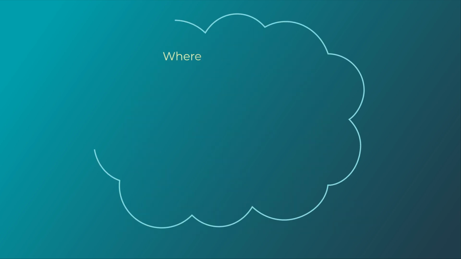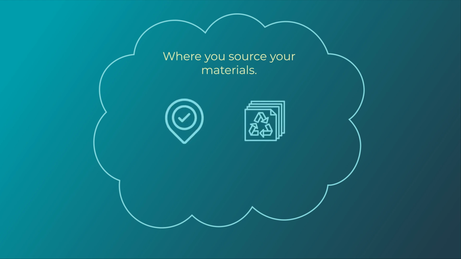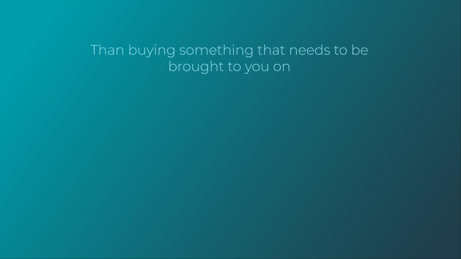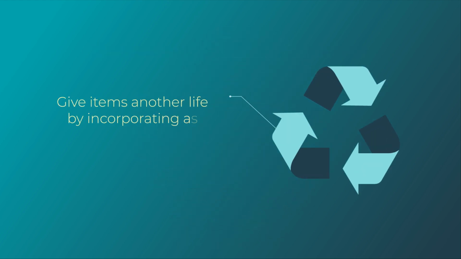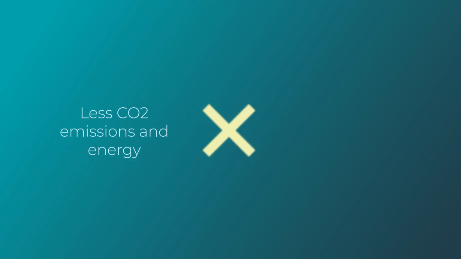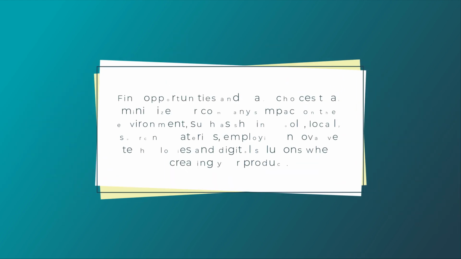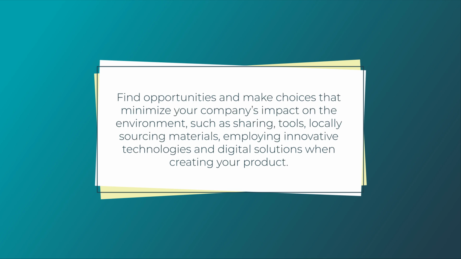Be mindful of where you source your materials. If you can source locally or use recycled materials, there will be less negative impact on the environment than buying something that needs to be brought to you on a train or airplane that utilizes gas. Give items another life by incorporating recycled materials for your product; there are less CO2 emissions and energy used if it doesn't need to get shipped to you. Find opportunities and make choices that minimize your company's impact on the environment, such as sharing tools, locally sourcing materials, employing innovative technologies and digital solutions when creating your product.